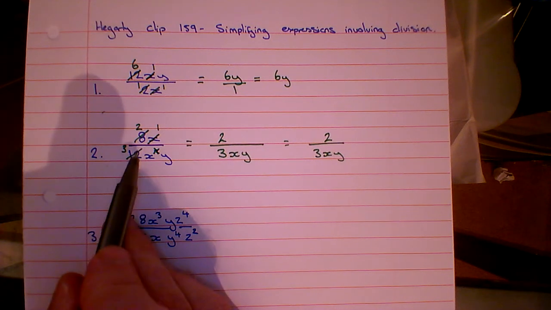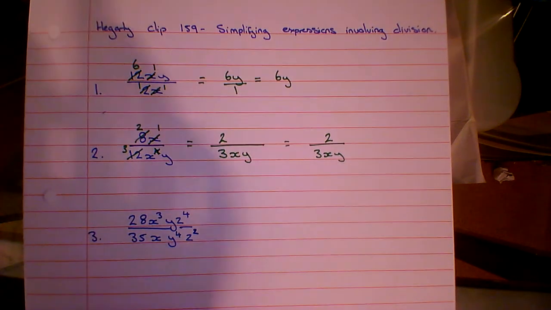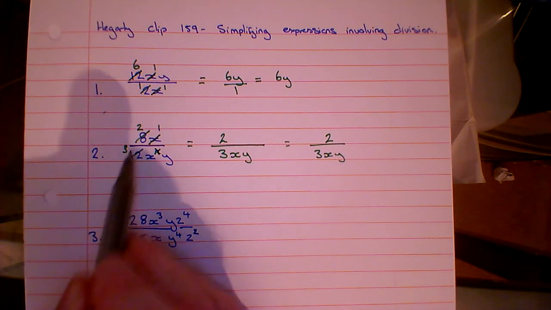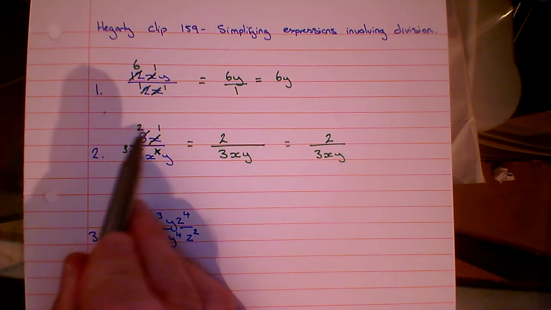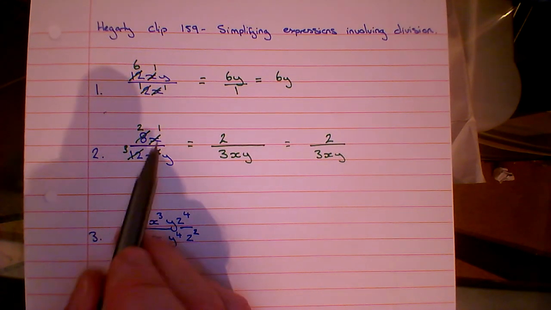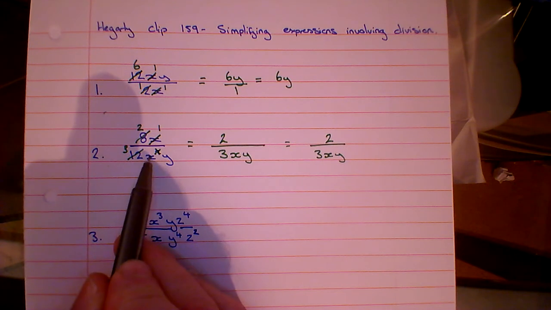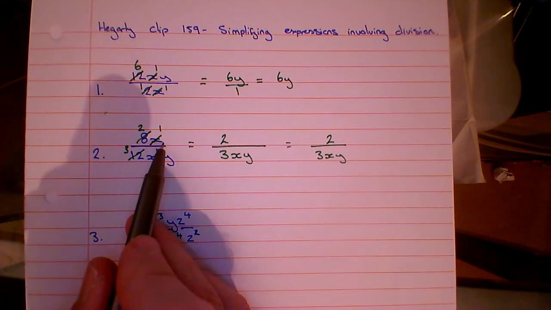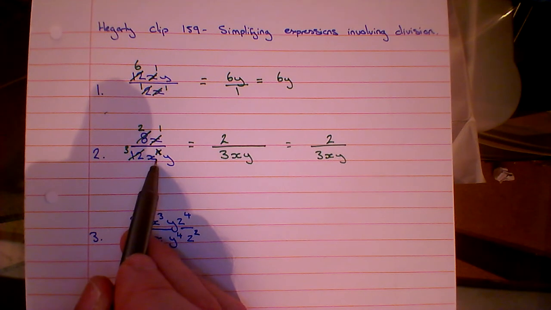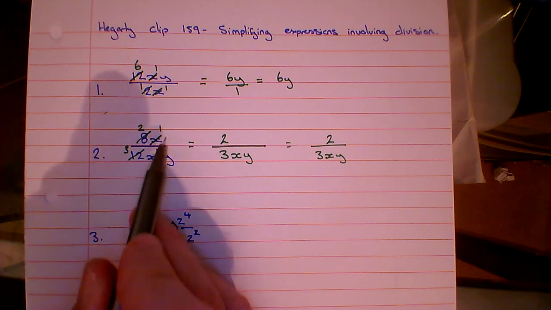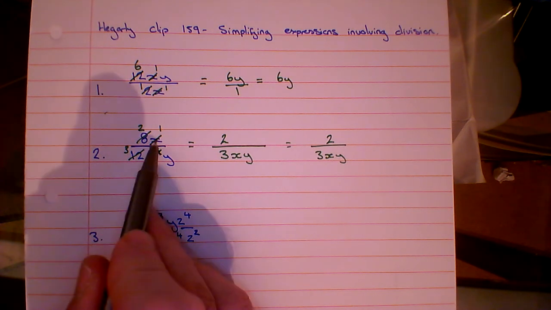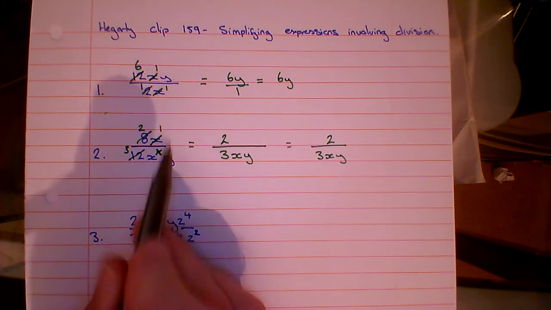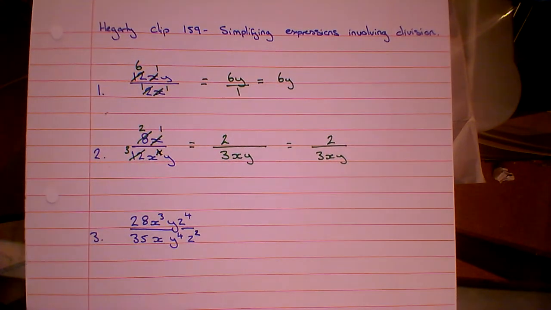8 divided by 12, we cancel it down, we simplify that fraction. Divide both of them by 4, so we get 2 over 3. x divided by x squared, well the x's will cancel each other out. So I've got 1x at the top, I've got 2 x's at the bottom because it's x times x. So 1x at the top gets cancelled, 1x at the bottom gets cancelled. The y stays on its own because there are no y's at the top.